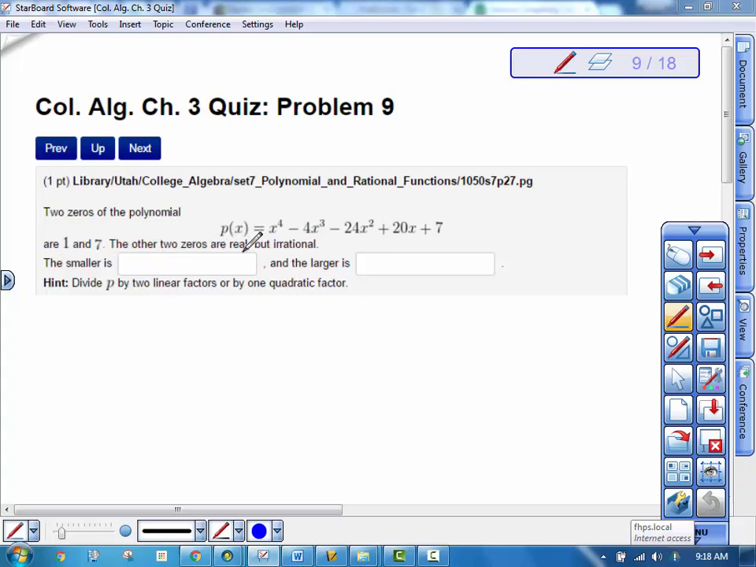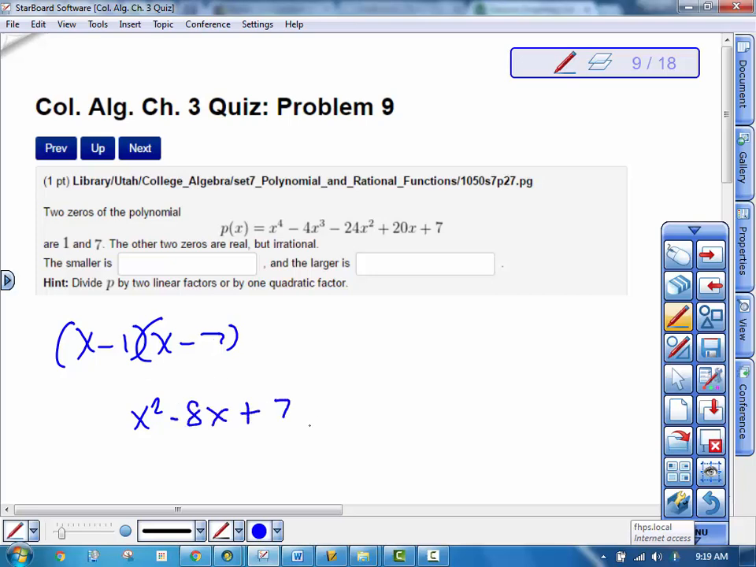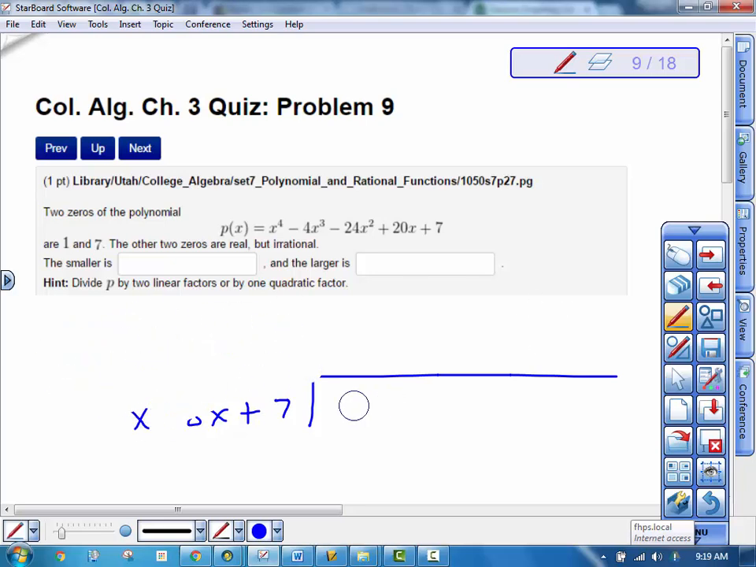The other 2 zeros are real but irrational. Well, 2 zeros are 1 and 7. We can divide those in. There are 2 different ways to do this. We could multiply this out and do long division again. We'd have x squared minus 8x plus 7, and we divide that into this polynomial, and we get a quadratic left over. You can do that if you want, or you can do synthetic twice. If you do synthetic twice, you'll get that same quadratic.